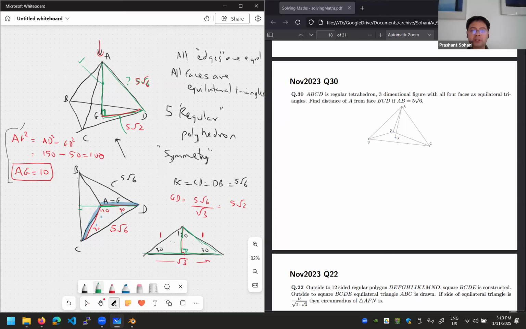But the property you can remember is that whatever this length is, this side is root 3 times that. If this is k, then this will be root 3 times k. The reverse is also true. If I know this length, which in this case was given as 5 root 6, then each of the two other sides will be 1 by root 3 times that. So GD was 5 root 6 divided by square root of 3.